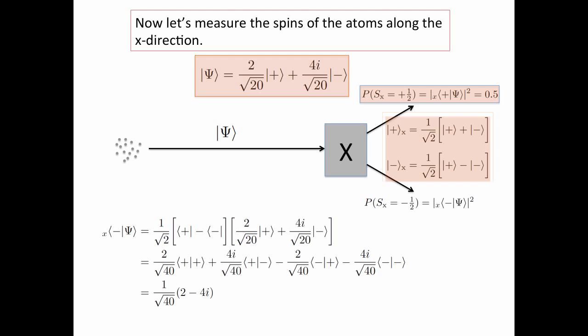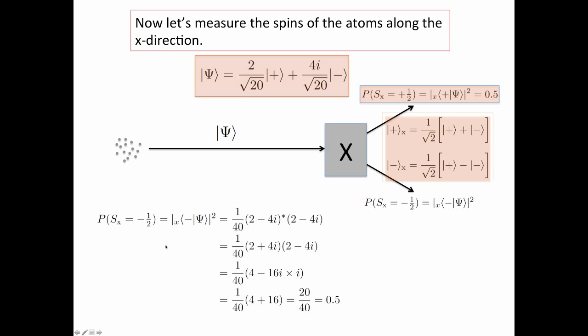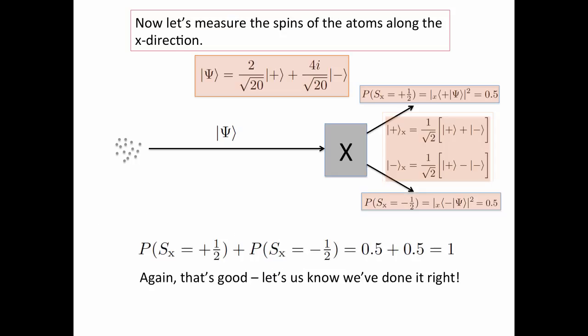Taking the square modulus means taking the complex conjugate and multiplying it with the number itself. This time we have 2 minus 4i that we're taking the complex conjugate of. We reverse the sign and it becomes 2 plus 4i. Multiplying this out, we end up with the result that the probability for finding an atom with spin down along the x direction is equal to 20 over 40, which is equal to 0.5. So that means 50% of the atoms will emerge with spin down along the x direction. Once again, we can check our probabilities add up to 1, which they do. Okay, so we split the beam exactly half and half.